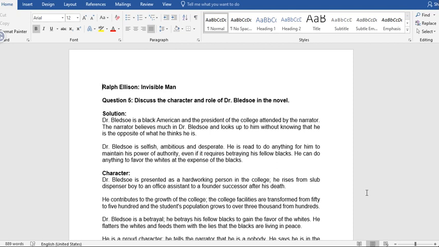If you are discussing the character, there are certain things you have to consider, because you have to write on character. The first one is the comments of other characters about that particular character. Here we have seen the comments of the Invisible Man about Dr. Bledsoe. Another one is the authorial comments, that is the comments of the author about the character. Another one is your own personal feelings about the character when you read the text. So those are the 3 things you are going to be considering when writing about a character.